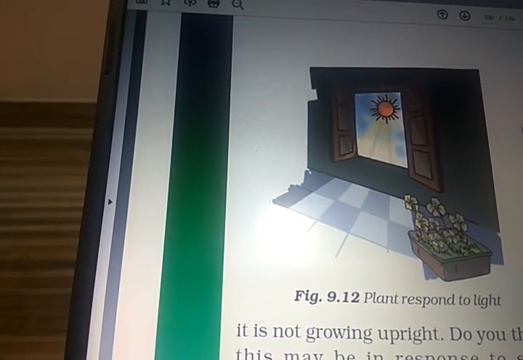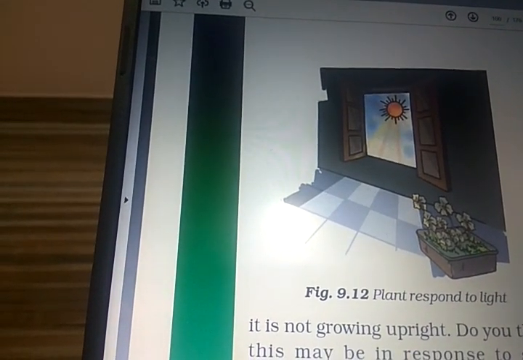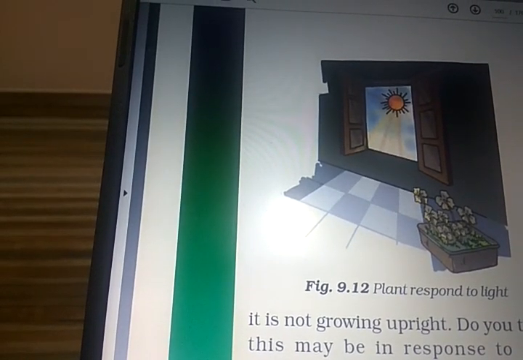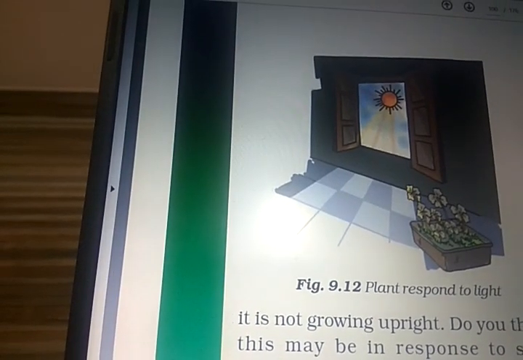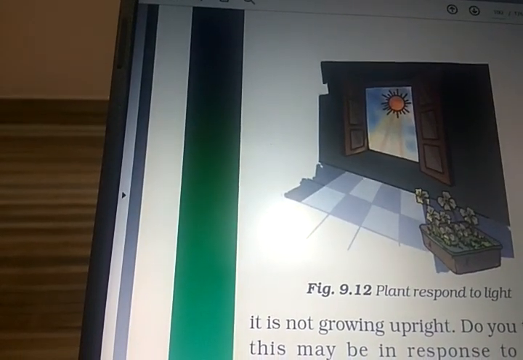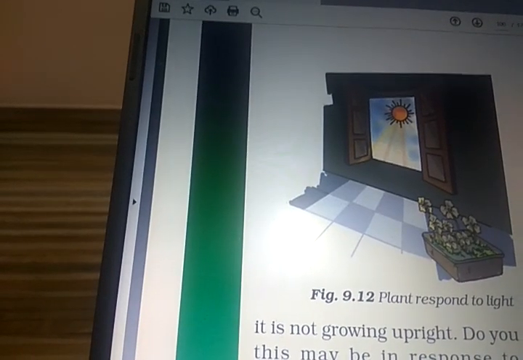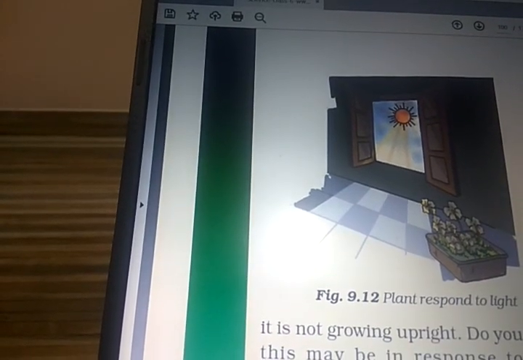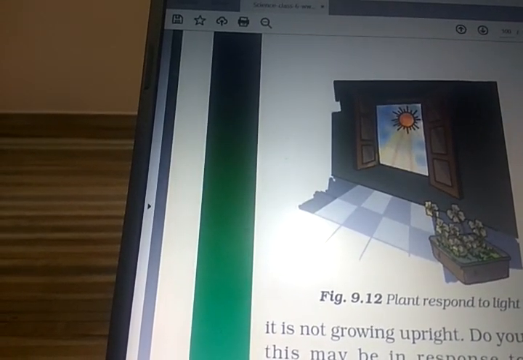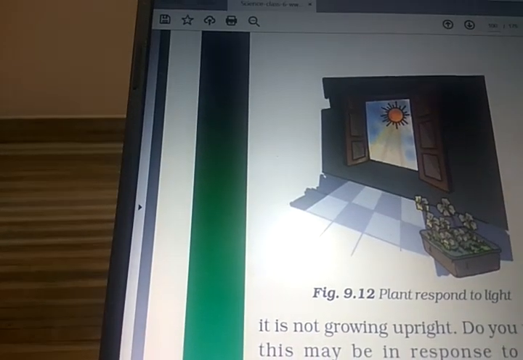Sunflower is the best example of plants responding to stimuli, right? In the morning, the sun rises in the east, and you see that the sunflower faces the sun. In the evening, sorry, not night time, in the evening the sun comes in the west direction, and the flower also moves to the west direction, right? So plants respond to stimuli. Sunflower is the best example for that.